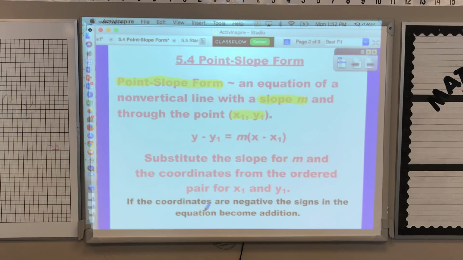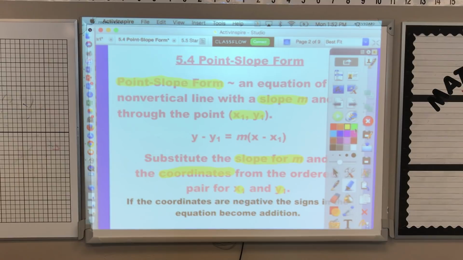Okay, the way we write these equations is we find our slope and we substitute that for m, and the coordinates from the ordered pair for x1 and y1. So in that equation form, the y1 becomes a number, the m becomes a number, and the x1 becomes a number. Just like in the other equation forms we've done, the regular, plain x and y remain x and y. Nothing gets substituted in for those two letters when you're writing the equation.